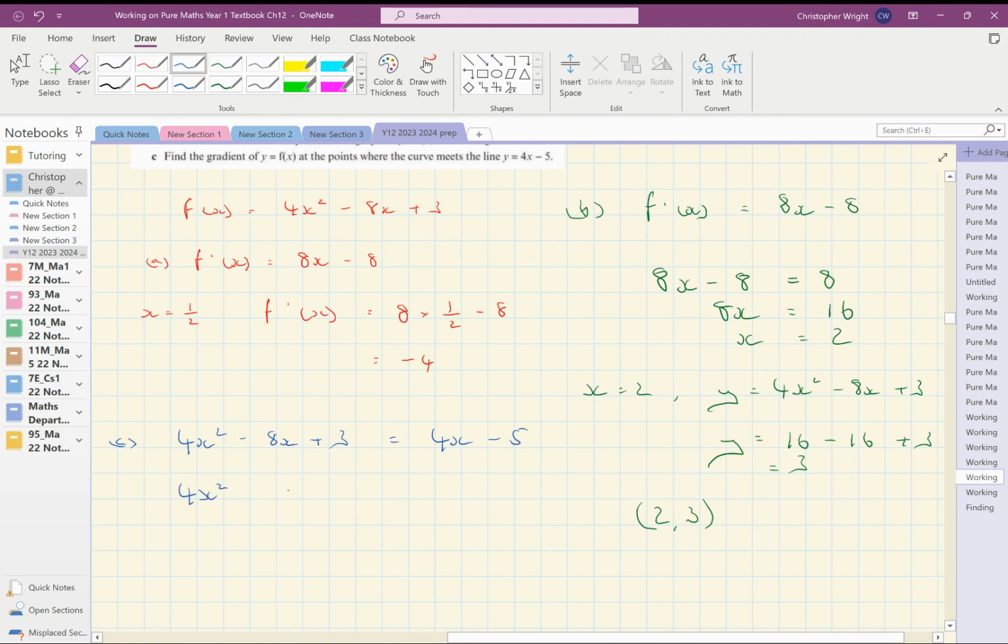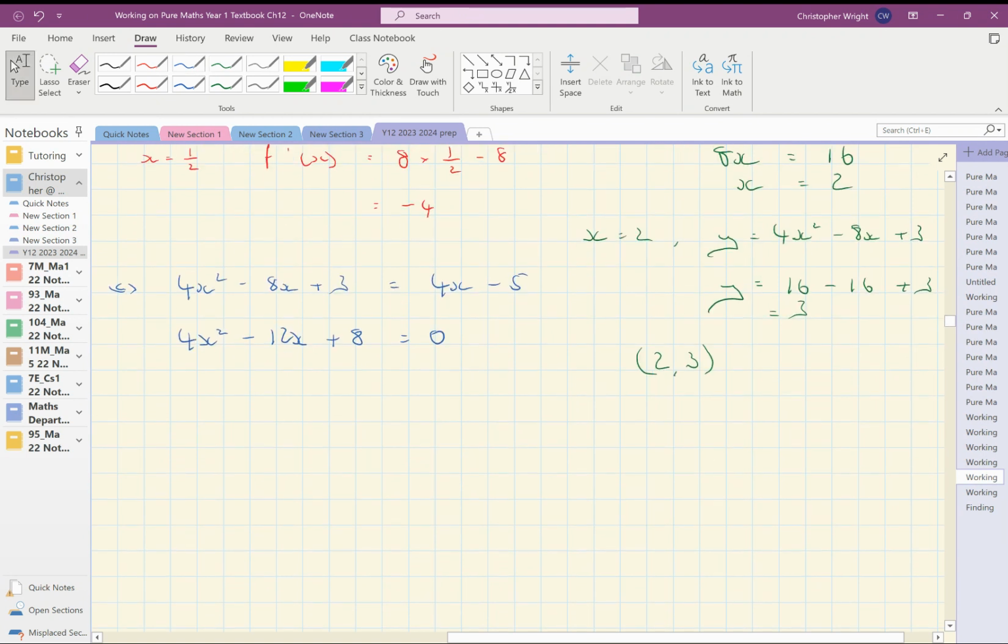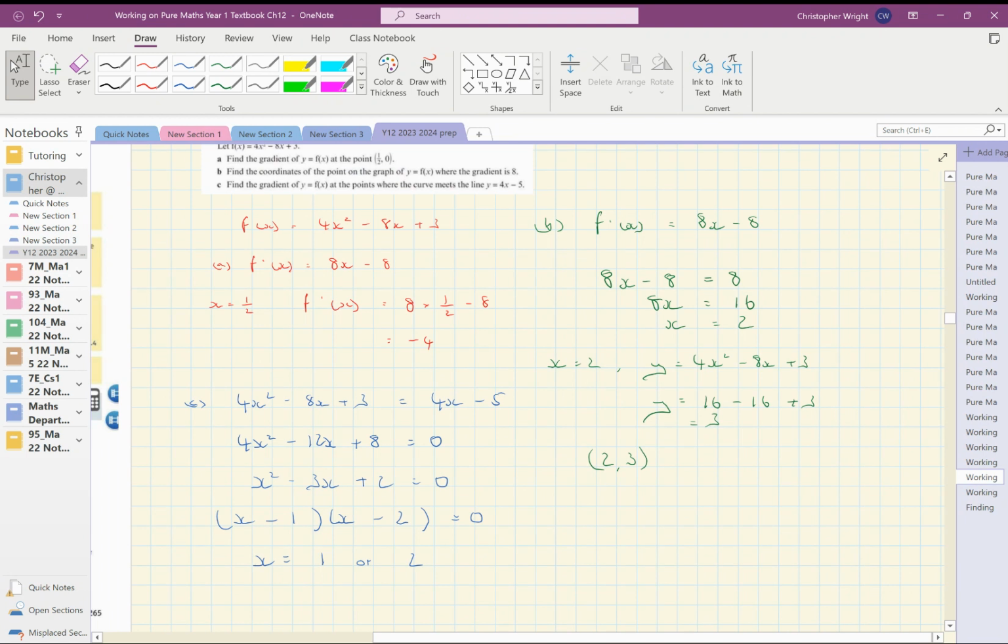Let's set it equal to 0, minus 4x from both sides, plus 5 to both sides. Right, so I've got to solve that quadratic. Divide everything by 4. x squared minus 3x plus 2 equals 0. Can I factorize that? Bet I can. Okay, so I'm looking at minus 1 and minus 2 there. So that gives me solutions of x equals 1 or x equals 2. So those are the x coordinates of the points where the curve meets the line.